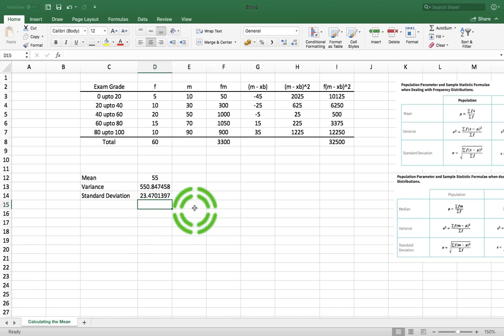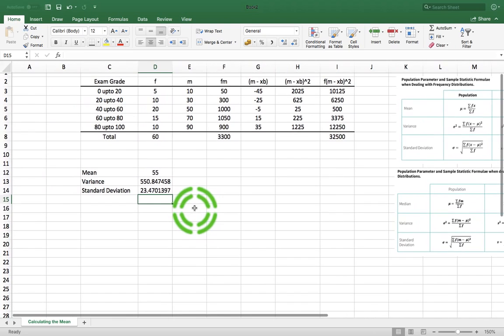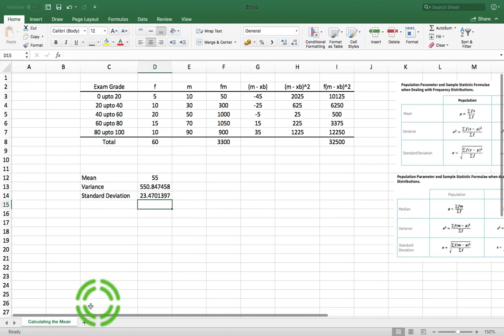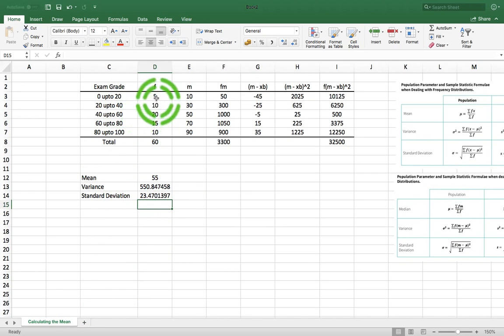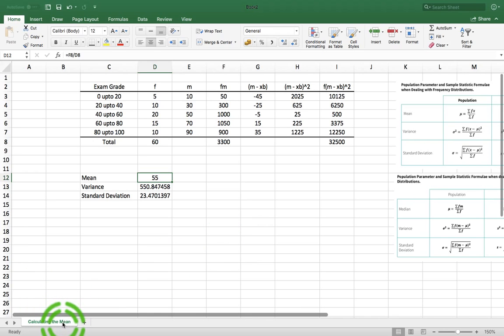So really what we're saying here is that for these particular exam grades, the average exam grade is 55, the variance is 551, and the standard deviation is approximately 23, if that makes sense. So guys, I really should change this here.